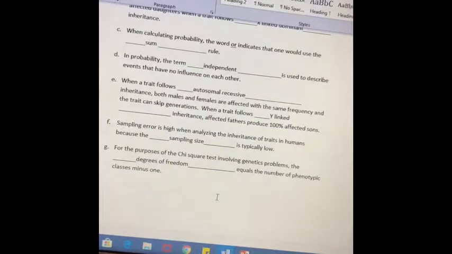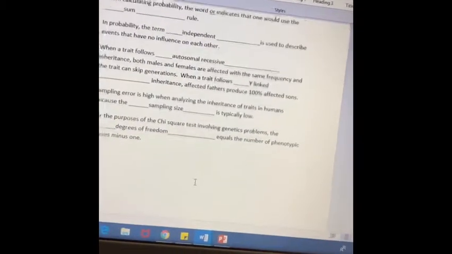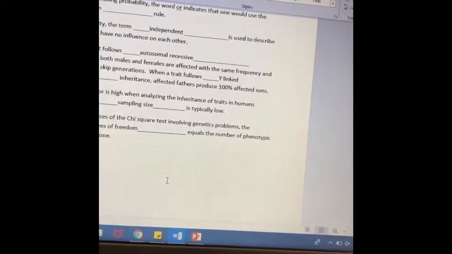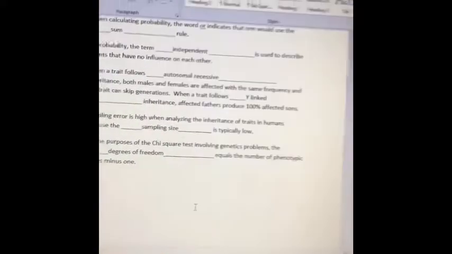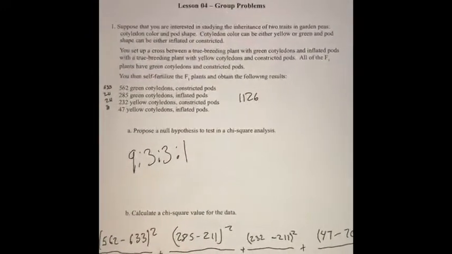Sampling error is high when analyzing the inheritance of traits in humans because the sampling size is typically low. For the purposes of the chi-square test involving genetics problems, the degrees of freedom equals the number of phenotypic classes minus 1. Hey guys, so here we're going to do questions 1 and 2 from the week 4 practice problems.